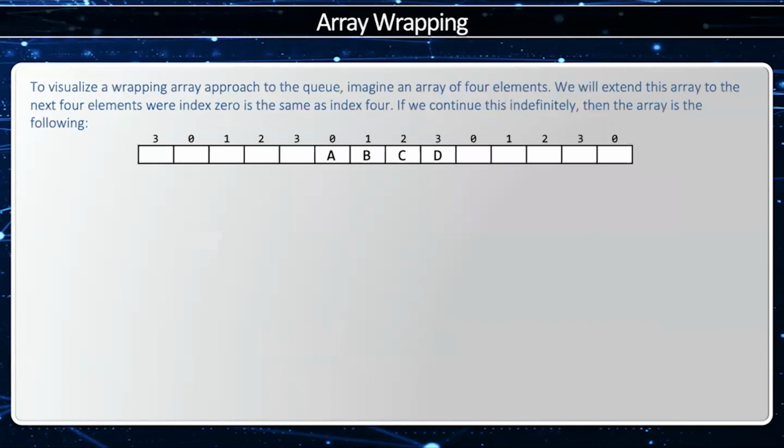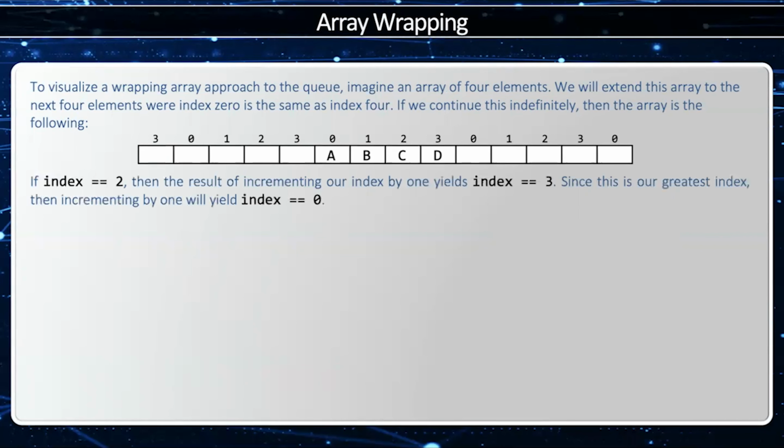So consider a 4-element array. It's easy to imagine the indices go off in both directions infinitely: 0, 1, 2, 3, 0, 1, 2, 3, 0, 1, 2, 3. Now, if I'm at index 2 and I increment by 1, I'll be at index 3. If I'm at index 3 and increment by 1, then I will not go to index 4 because there is none. I'll go back to index 0. So the formula is index mod capacity.